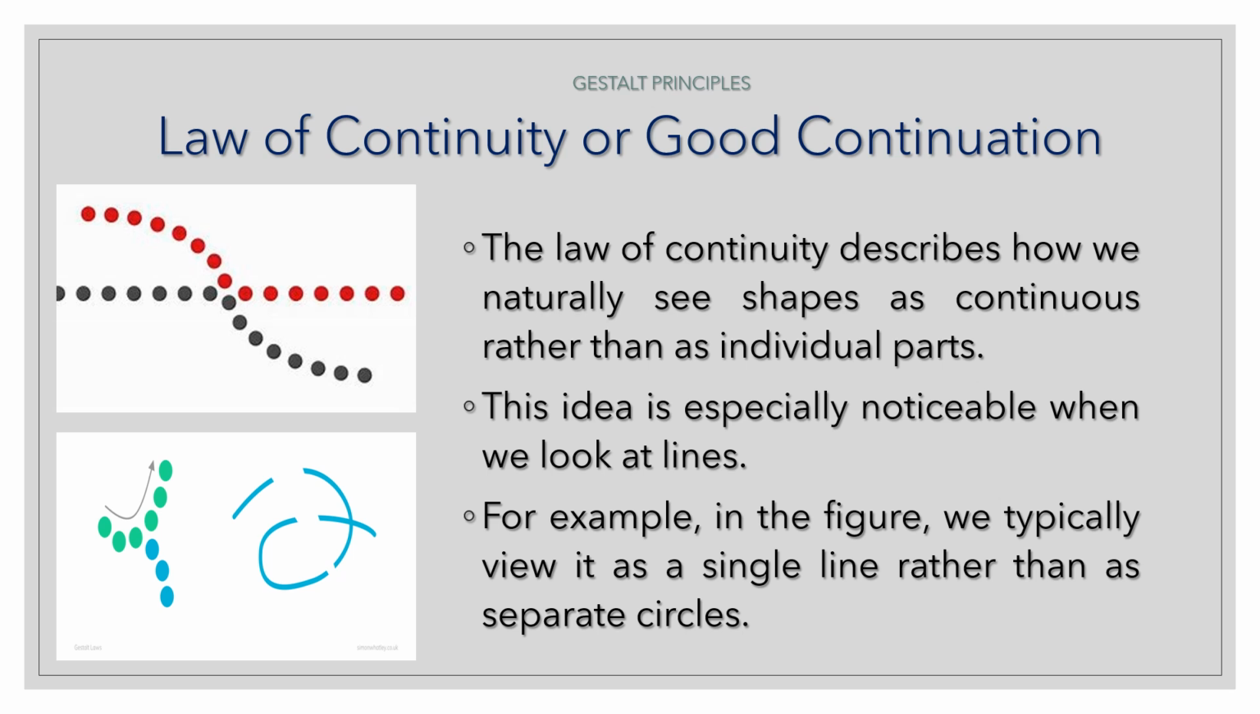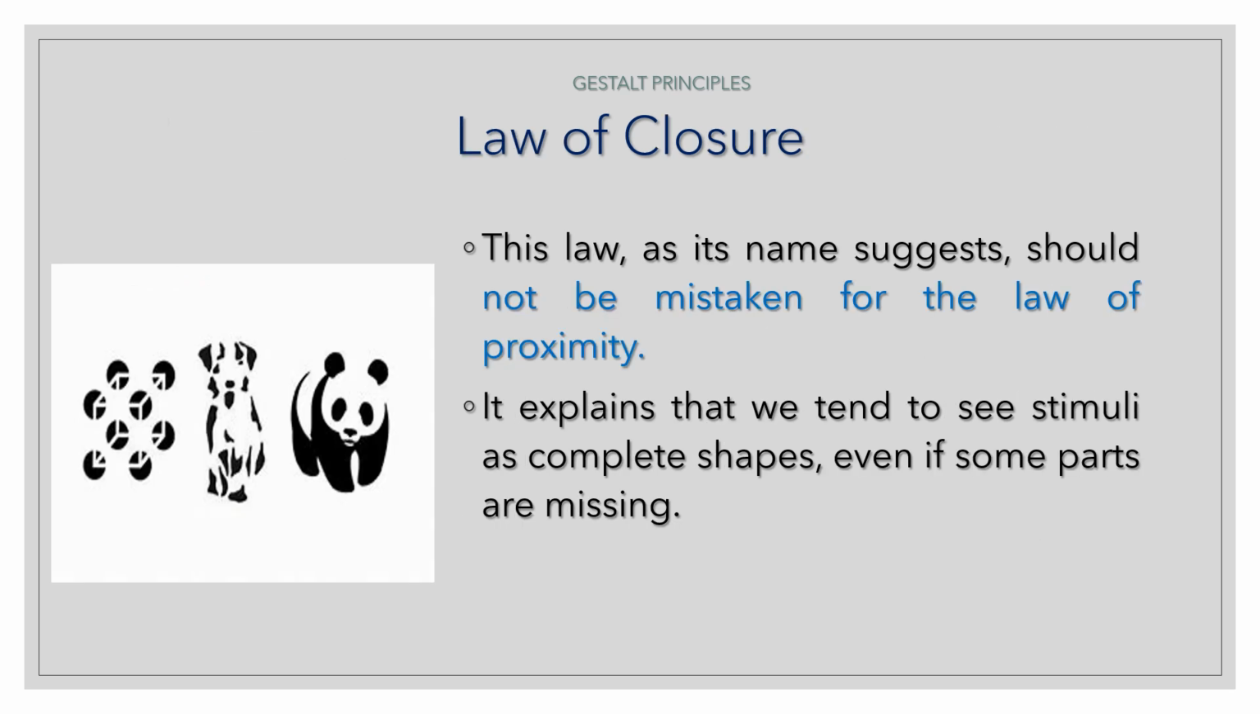In the second example also, law of closure. Closure should not be mistaken for law of proximity. Proximity means the figures which are nearer to each other. And what is closure? We tend to see stimuli as a complete shape, even if some parts are missing, like in these figures. In the panda, the outline is not complete, but we can still perceive that this is a panda, the second figure is a dog, and so on.